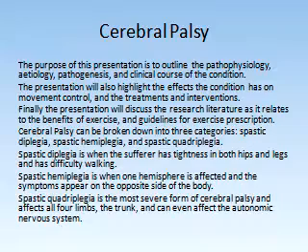Spastic diplegia is when the sufferer has tightness in both hips and legs and has difficulty walking. Spastic hemiplegia is when one hemisphere is affected and the symptoms appear on the opposite side of the body. Spastic quadriplegia is the most severe form of cerebral palsy and affects all four limbs, the trunk, and can even affect the autonomic nervous system.